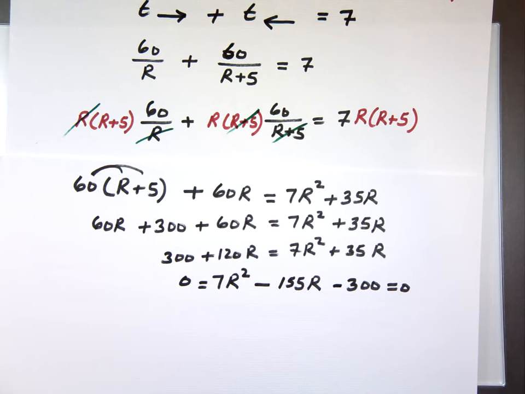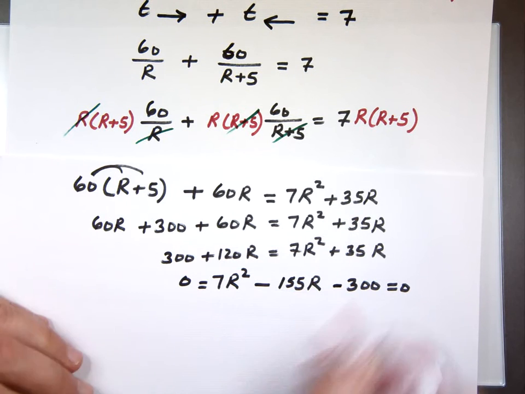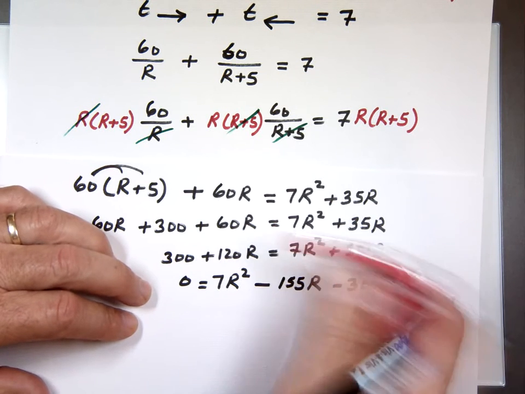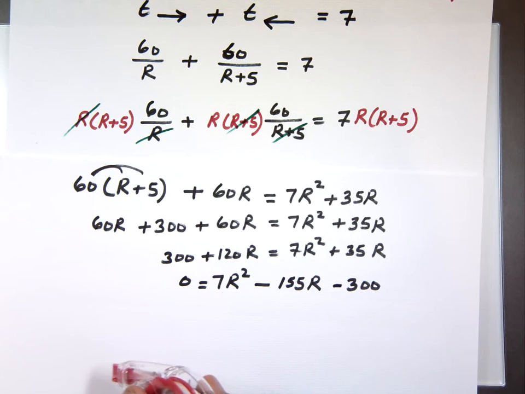I have the 0 on the left side. It really doesn't matter which side I put the 0, left or right. I put it on the left side. And now I've got to factor this.